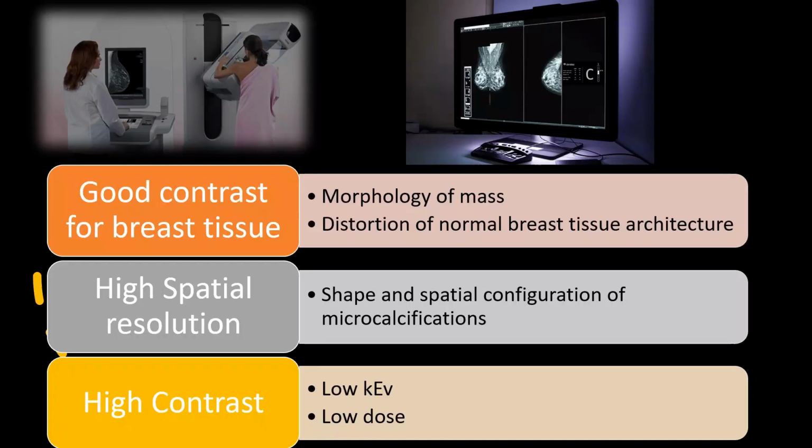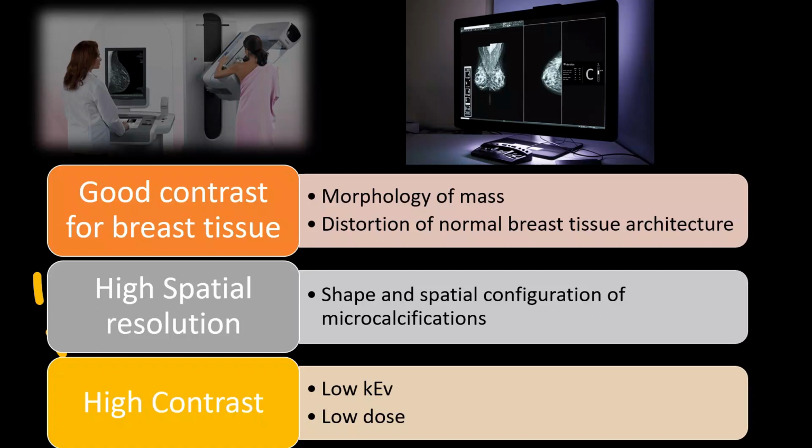The final product should have good contrast for breast tissue, and this includes being able to demonstrate morphology of a mass or distortion of normal breast tissue architecture, which indicates a pathology process. The mammograms must also have high spatial resolution or detail. This means that shape and spatial configuration of microcalcifications can be seen.